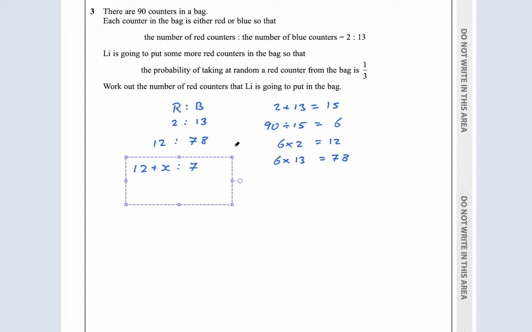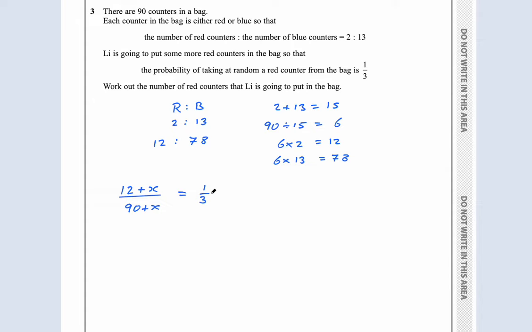Actually, hang on, I'll do it a different way. Well, I am going to say there is 12 plus x red counters. Okay, let's do it this way, it's easier. So we have added in x counters, some unknown, so we're trying to find x. So this is out of the total. Once I've added in x, what's the total of counters in the bag? Well, it's 90 plus x, because there was 90, and I've added in some unknown.